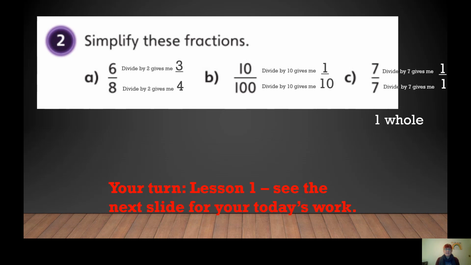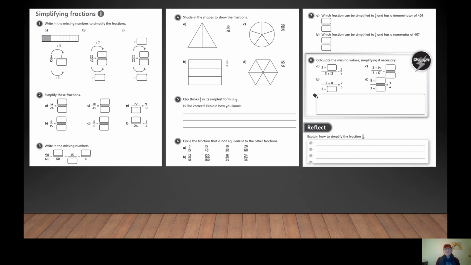Okay, are you ready? It's your turn now to have a go at the work from the textbook in lesson 1. So let's go to the next slide and have a look. What I'd suggest that you do for the next slide is keep this slide up and work your way through each of the questions, asking you to fill in the missing common factors or the simplified fraction. And then record any of your answers into your yellow homework book and then complete the reflect.